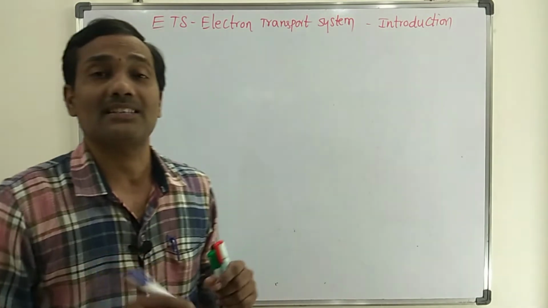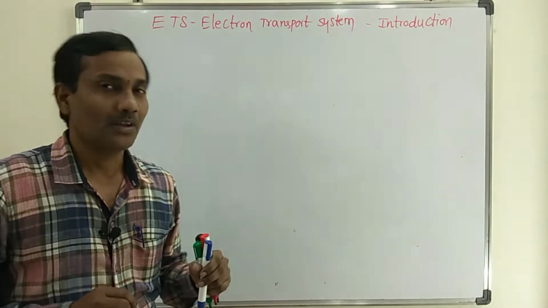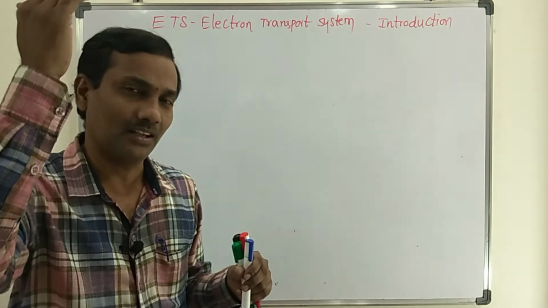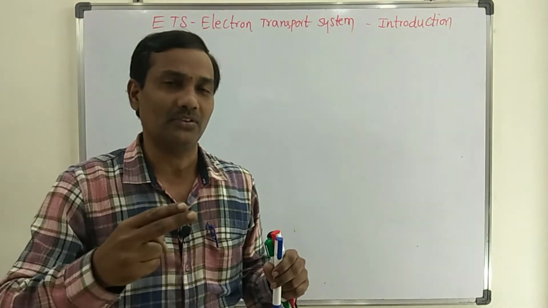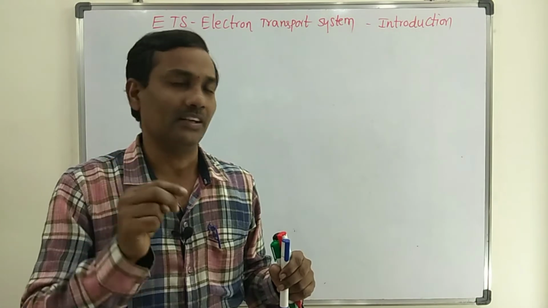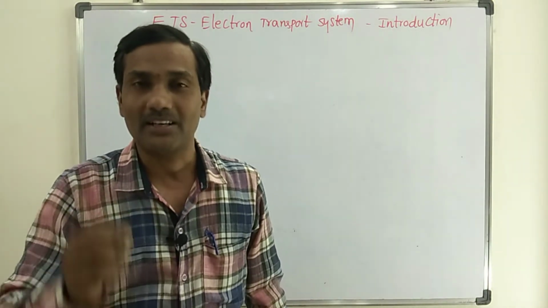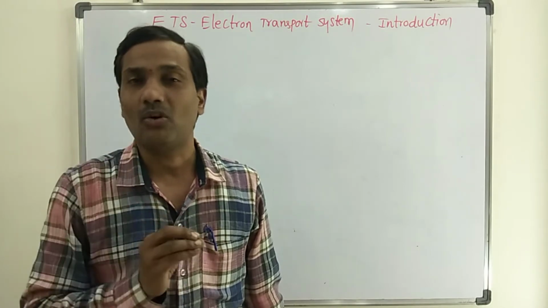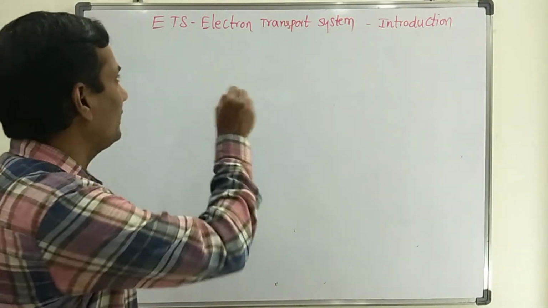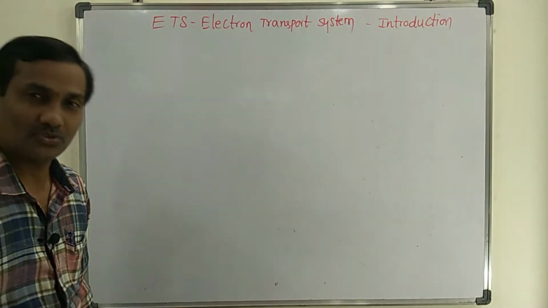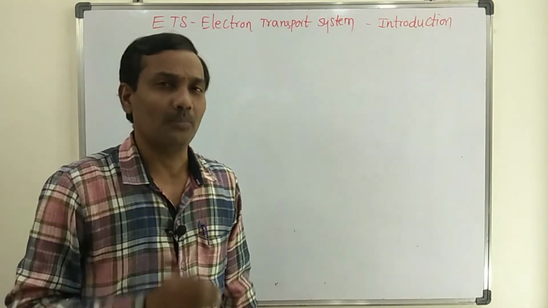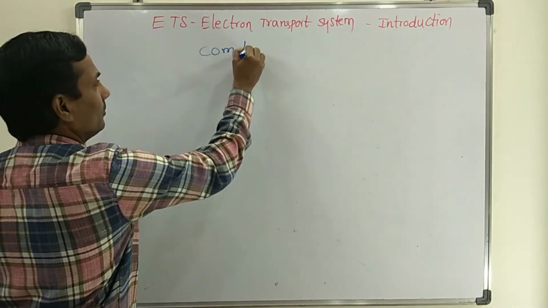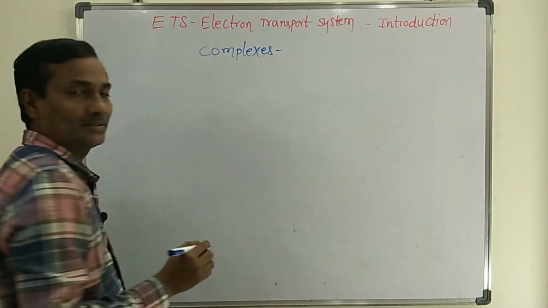ETS occurs in the inner membrane of mitochondria. In eukaryotic cells, the mitochondria have two layers, the outer membrane and the inner membrane. The inner membrane consists of different complexes. Five complexes make a complete electron transport system. Total complexes are 5. Now I am going to give the detailed information about the complexes.